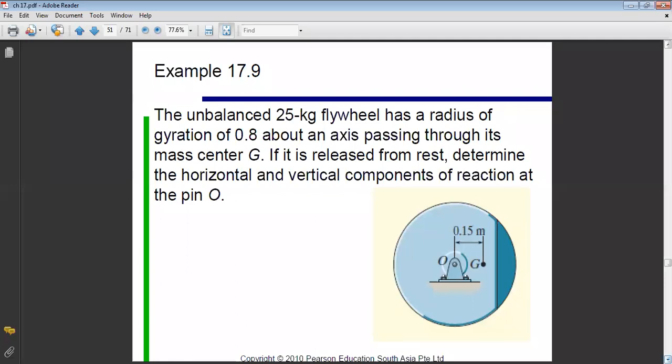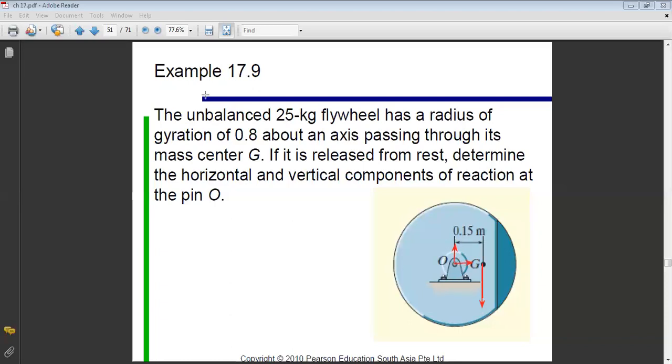So here, first we will draw the free body diagram showing all forces acting on this disc. We have the weight. Here, because it's an unbalanced wheel, the center of mass is not at the center of this disc. Okay? Because here you can see that we have different materials of the disc. So this is the weight. And we have the pin reaction. Because it's a pin, we have OX and OY.